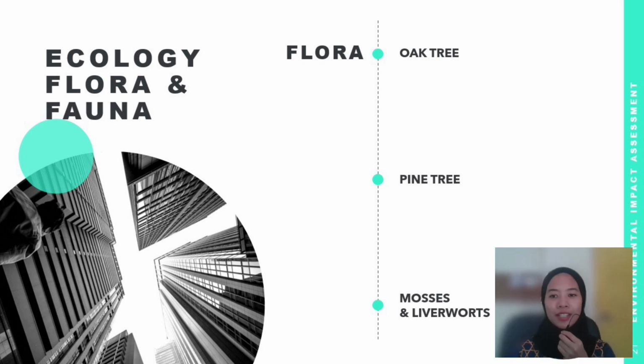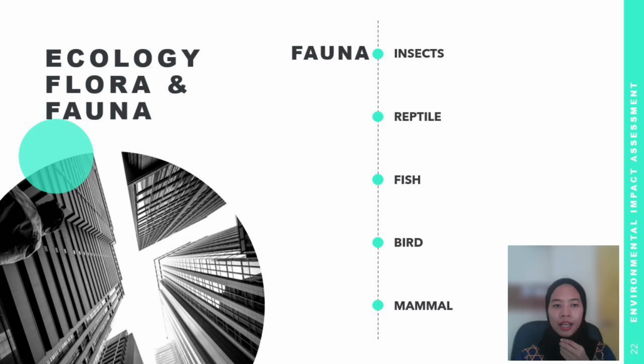However, certain areas of secondary vegetation, rubber plantations, and oil palm plantations within the site will be affected by the project's development. The subsequent sections of the report will provide a detailed analysis of the ecological elements present within the project site. The flora found around the project area is oak tree, pine tree, mosses, and liverworts. Fauna found around the project area is classified into 5 groups: insects, reptiles, fish, birds, and mammals.